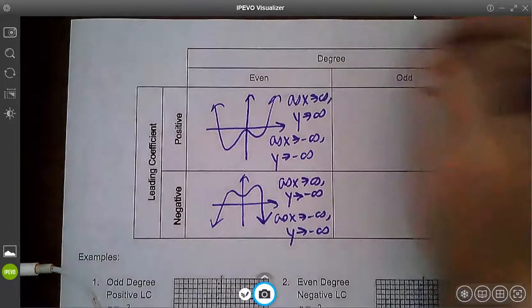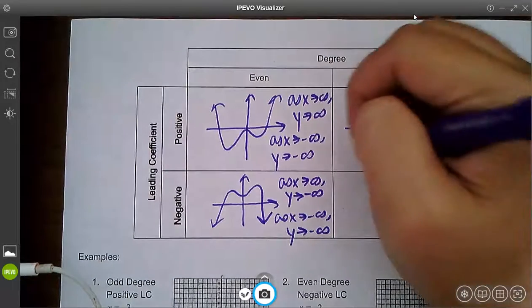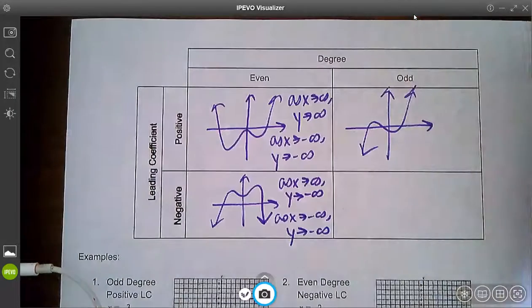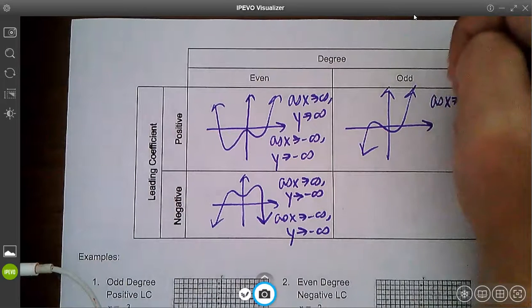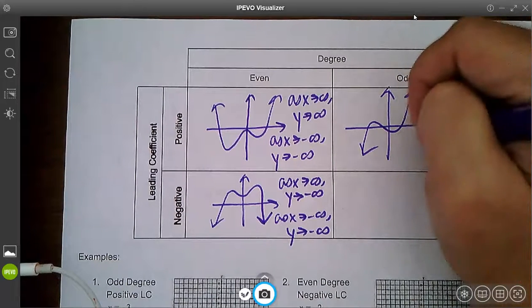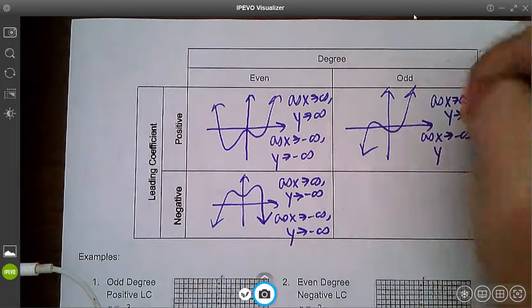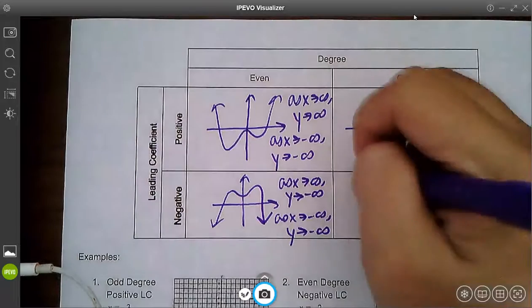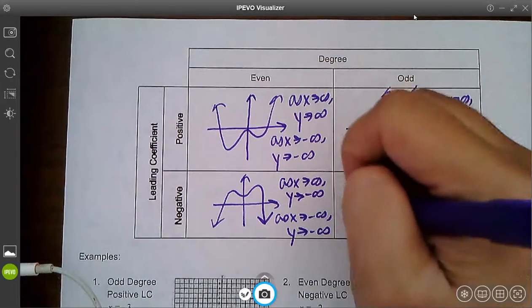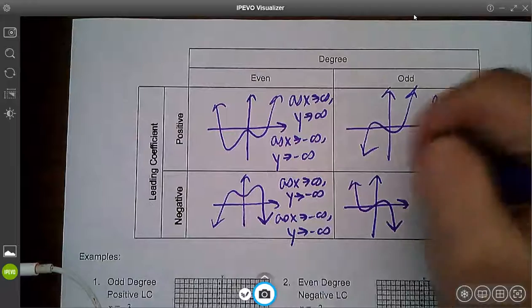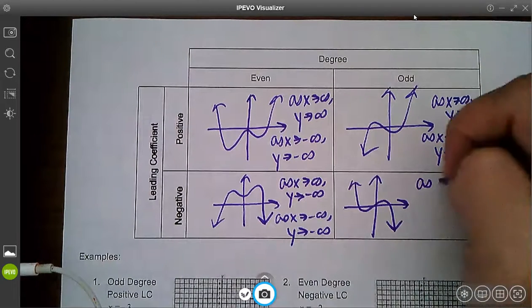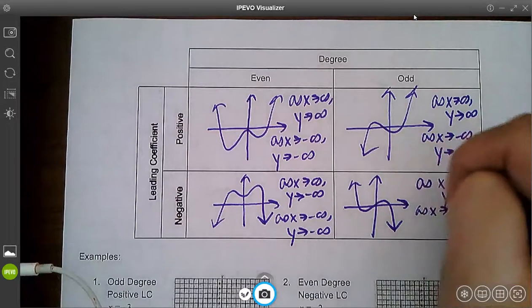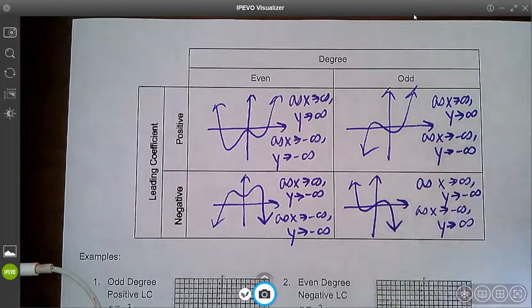An odd degree function is going to look something like this. And your end behavior is going in opposite directions. This is with a positive coefficient. So as x goes to infinity, y is going to infinity. And as x goes to negative infinity, y is going to go to negative infinity. Now, if you have a negative leading coefficient on the same function, it flips it with respect to the x-axis. And it's going to do something like this instead. And that means you're going to flip the sign of your y values here. So as x goes to positive infinity, now y is going to negative infinity. And as x goes to negative infinity, now y is going to positive infinity.